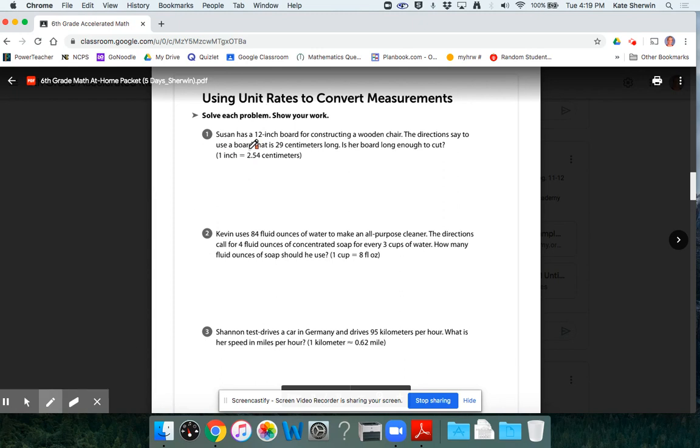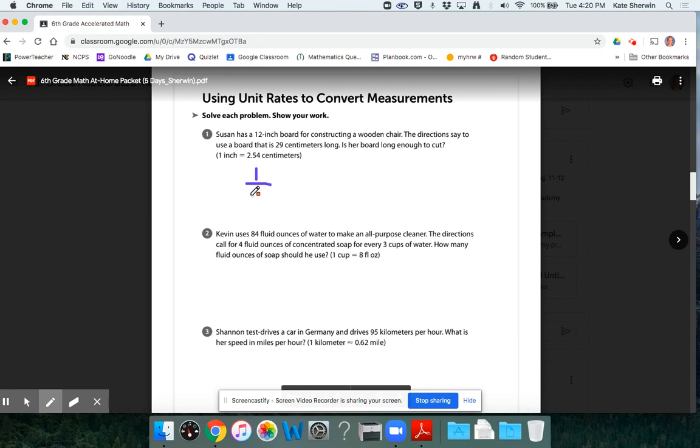It says Susan has a 12-inch board for constructing a wooden chair. The directions say to use a board that is 29 centimeters long. Is her board long enough to cut? Well, if the directions say that she needs a 29 centimeter long board, we're going to need to figure out how many inches is 29 centimeters. And if it's 12 or less, yes, she has a long enough board. So it'll always give you the conversion.